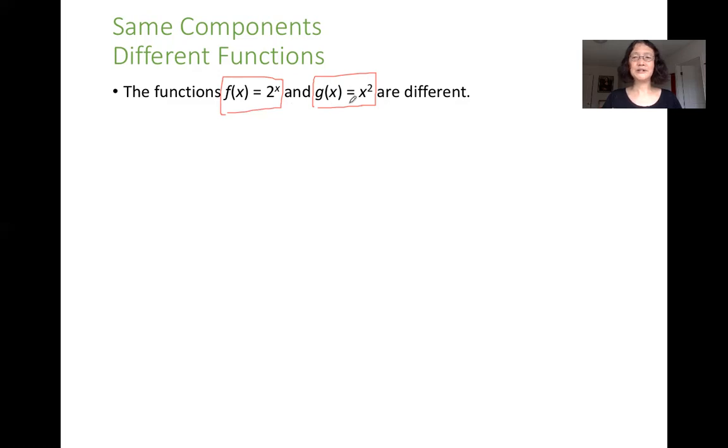How do you distinguish between them? You look at the position of x. If x is in the base, that is a quadratic function or polynomial function. If x is in the position of power, that is an exponential function.